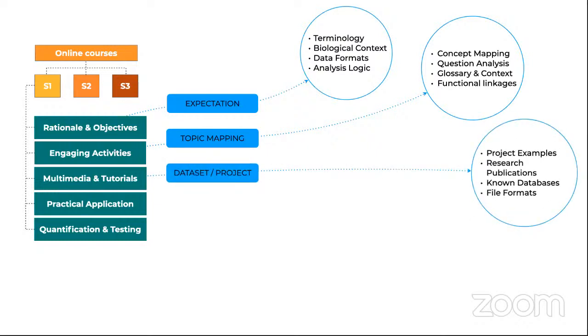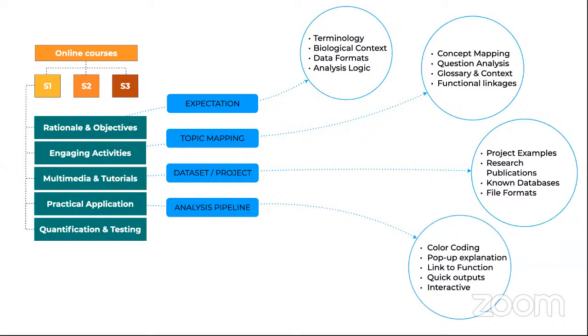Then we're going to include a data set or a project with an explanation of where it came from and what this data is. And you will understand what some databases, research publications, and project examples are, as well as file formats. Then you will run an analysis pipeline, and that will help you establish the logic of how these different steps are connected into a single workflow.